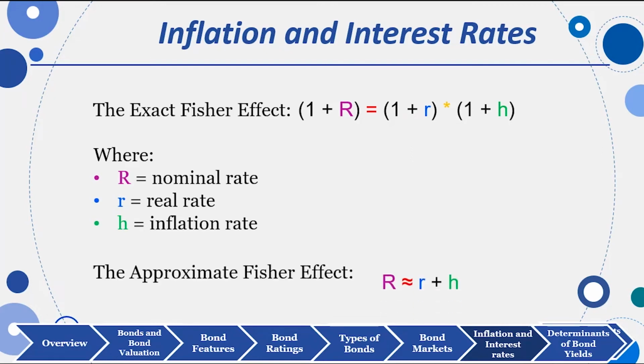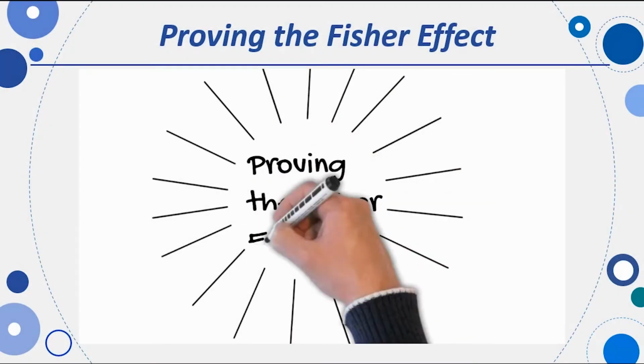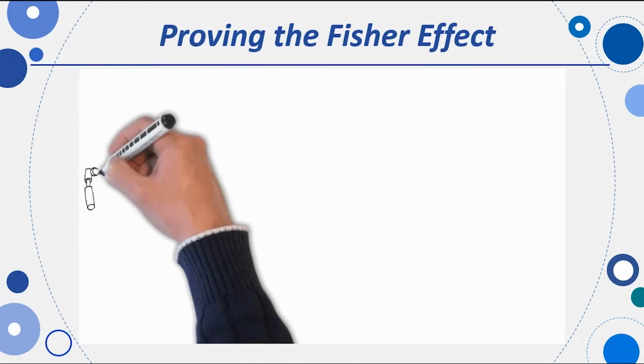If we multiply that out, we can see that there's an approximation we can do quickly because the end of that multiplication, R times H, is very, very small. So if inflation's running at 3% and the real rate of return is 1%, 0.01 times 0.03 is 0.003. That's a very small number, so we can effectively knock that off the end of the equation. We're left with big R, total return, is approximately equal to real plus inflation. And here's how you prove it.